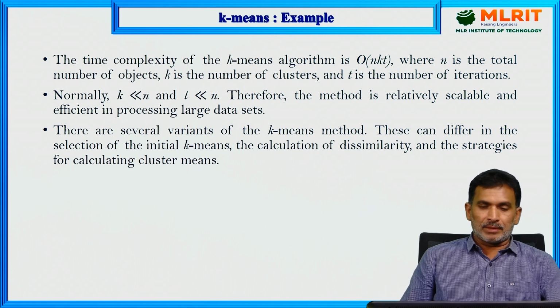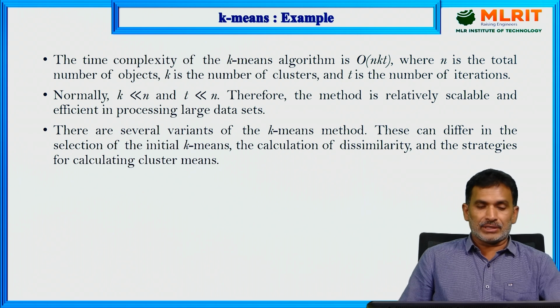For example, the time complexity of the k-means clustering algorithm is order of nkt, where n is the total number of objects, k is the number of clusters, and t is the number of iterations. Therefore, the method is relatively scalable and efficient in processing large data sets.